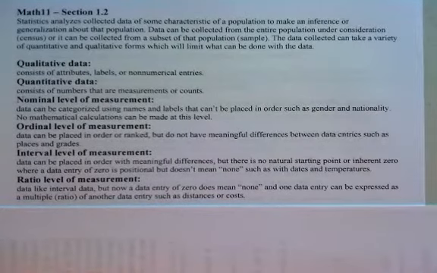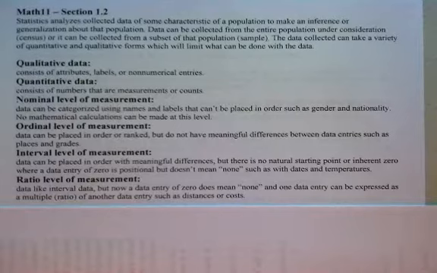Okay, then we have our levels of measurement, and there are 4 of them. And we're going to start off with nominal levels of measurement. It's data that can be categorized using names and labels that can't be placed in order, such as gender and nationality. There are no mathematical calculations that can be made at this level. Ordinal level of measurement. Okay, data can now be placed in order or ranked, but do not have meaningful differences between data entries, such as places or grades.